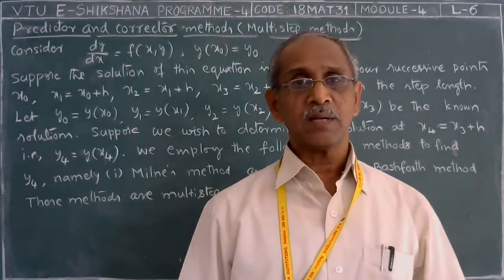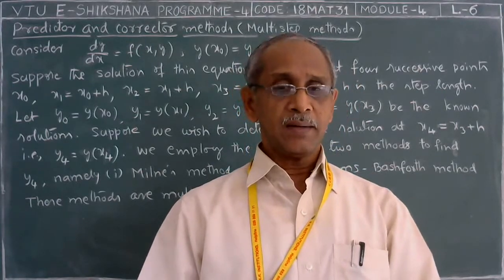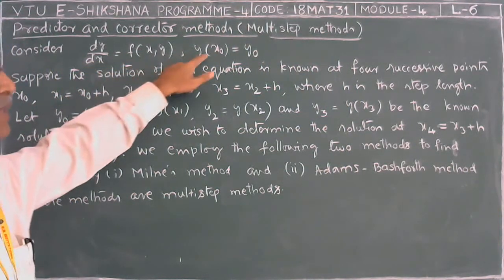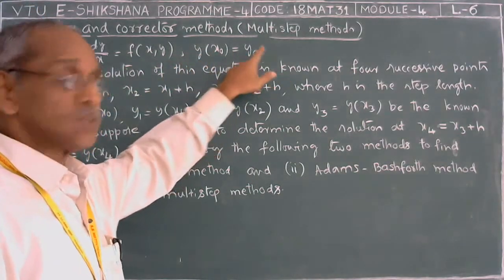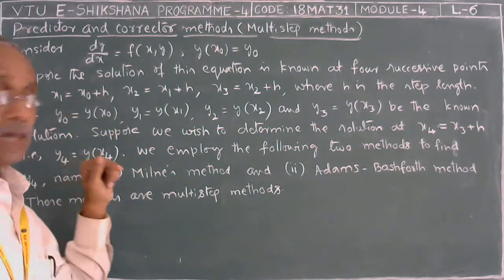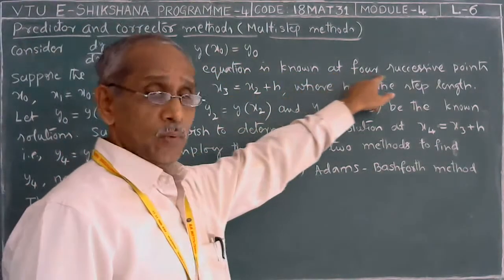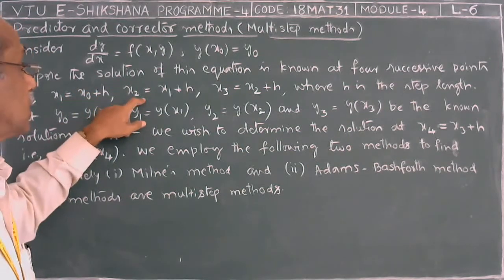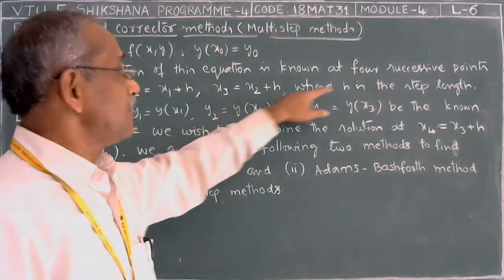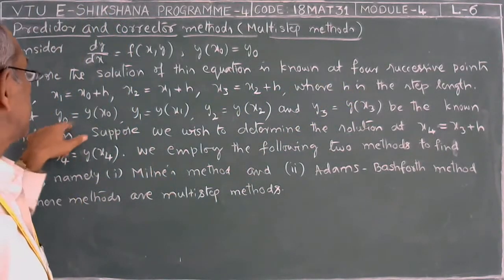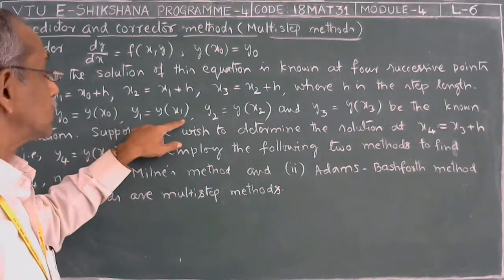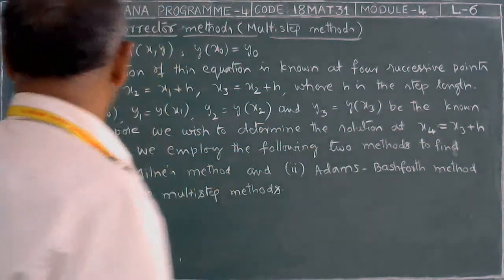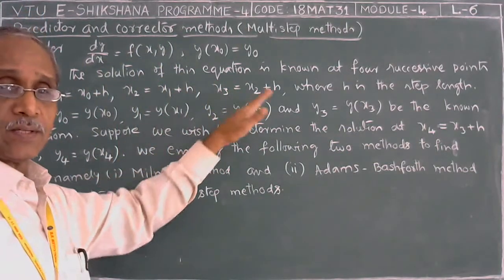These methods are prescribed in the syllabus to solve first order ordinary differential equation of the form dy by dx is equal to f of x comma y with given initial condition y is y naught at x is equal to x naught. Suppose the solution of this equation is known at four successive points x naught, x1 that is x naught plus h, x2 that is x1 plus h, x3 that is x2 plus h, where h is the step length. Let y naught, y at x is equal to x naught, y1, y at x is equal to x1, y2, y at x is equal to x2, and y3, y at x is equal to x3 be the known solutions. Known, that is, it depends on the previous values, that's what it says.